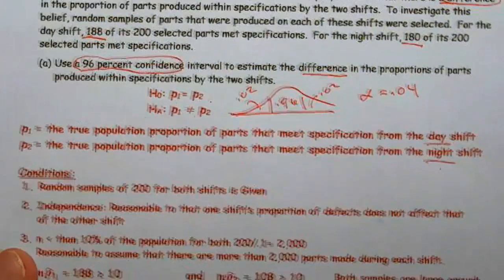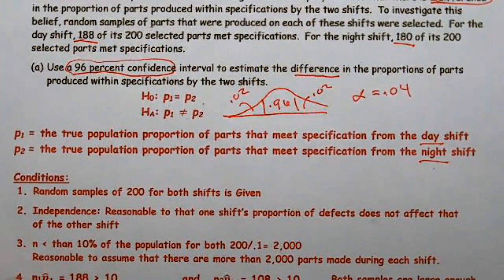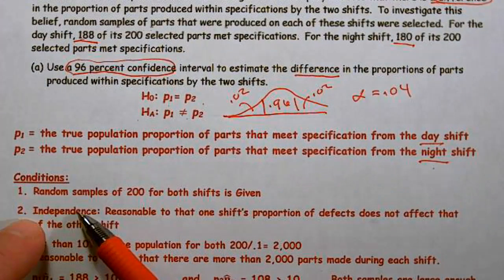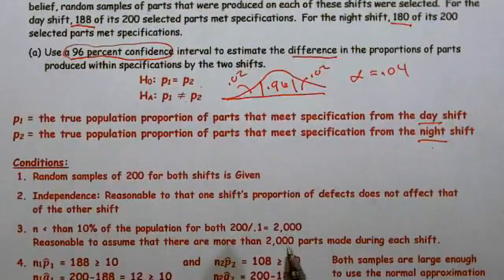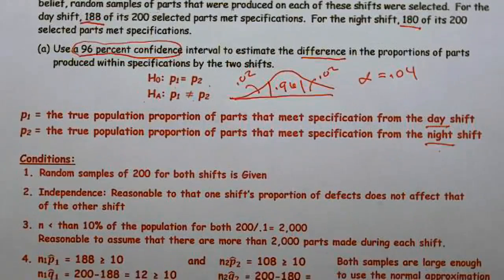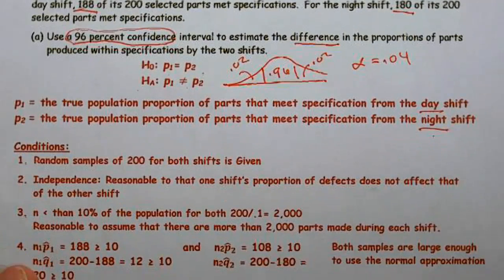Independence. Well, there's supposed to be independent random samples. Reason was to assume that one shift's proportion of defects does not impact the other. In other words, we have 2 independent random samples. N needs to be less than 10% for both. We had 200, and I'm going to assume that each shift makes more than 2,000 parts. Otherwise, they probably would not have taken such a large sample.